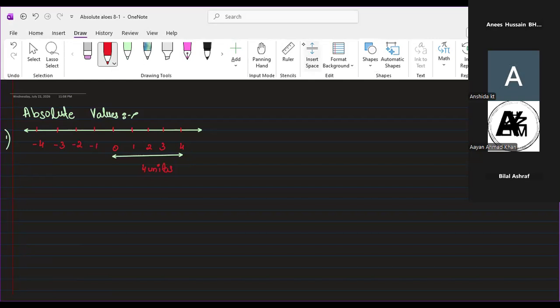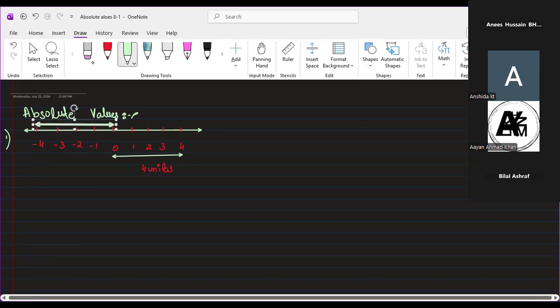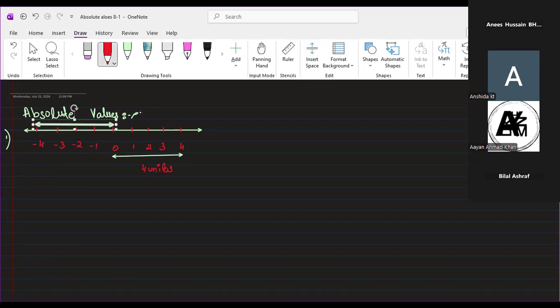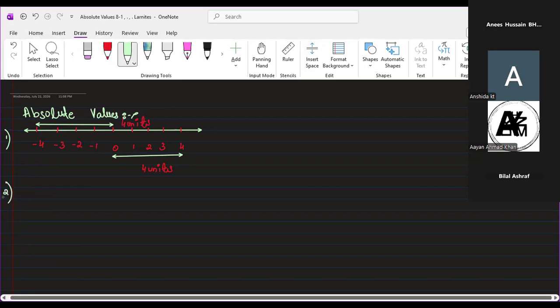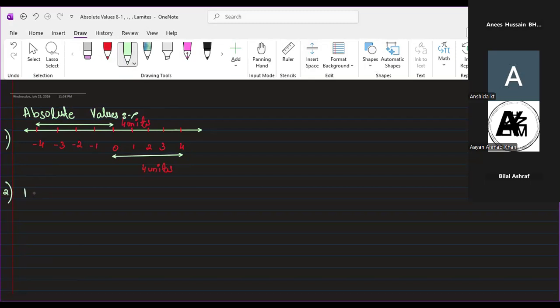Nice. And if I ask you what is the distance between 0 and -4, then your answer would again be 4 units. So basically the function of the modulus is to represent the distance of the number within the modulus with respect to 0. If I ask you what is modulus -13, this is saying what is the distance between -13 and 0. So the answer would be simply 13.